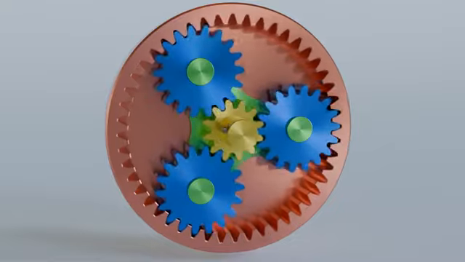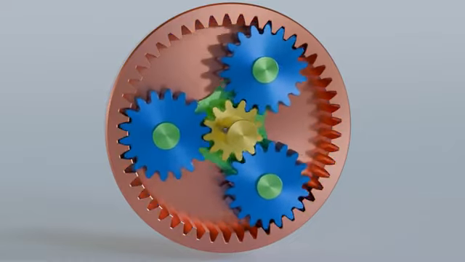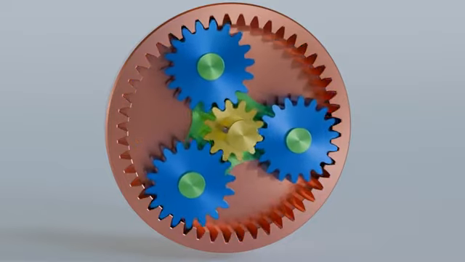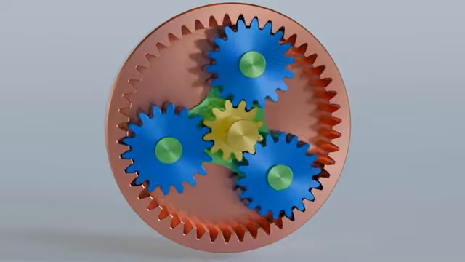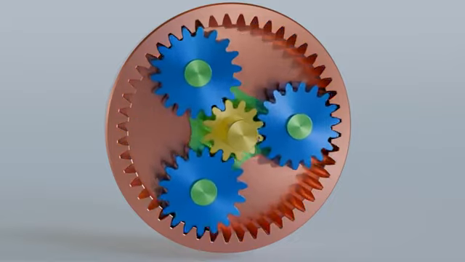The output does not always have to be on the ring gear. It is now possible to use the carrier as the output while the ring gear is firmly locked. In this case, the input gear drives the idler gears around the fixed ring gear. The idler gears rotate around the central input gear like the planets around the sun. Hence the name planetary gearbox.